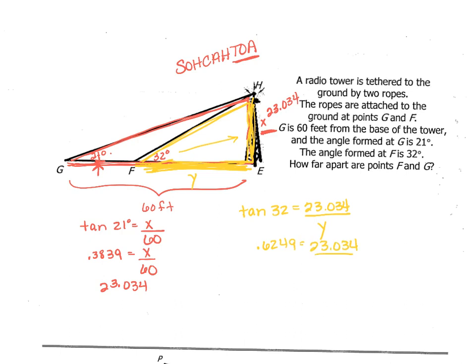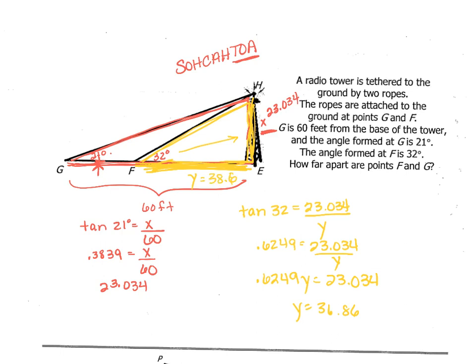23.034 over y. I'll multiply both sides by y, so 0.6249y equals 23.034, and then I'll divide. So y equals 36.86.